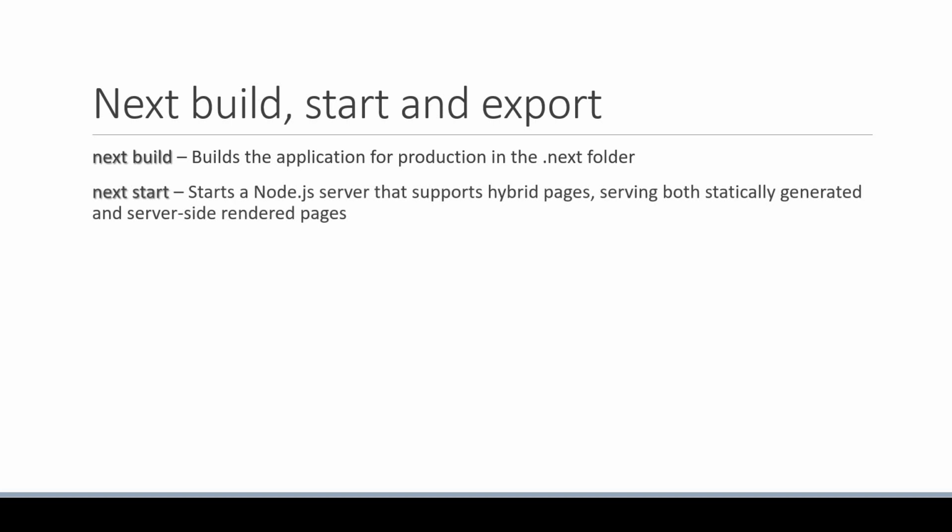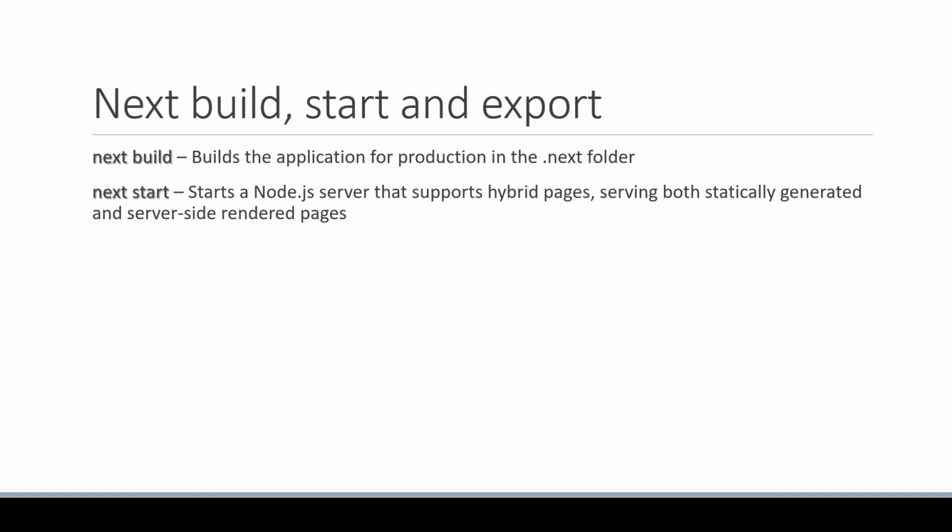In this video, let's take a look at exporting our Next.js application to static HTML. Before we take a look at the code though, let's learn a few things about building a Next.js application. Earlier in the series, we have learned about the next build command, which builds the application for production in the .next folder. In order to run the application though, we had to use the next start command. The command starts a Node.js server that supports hybrid pages, serving both statically generated and server-side rendered pages.